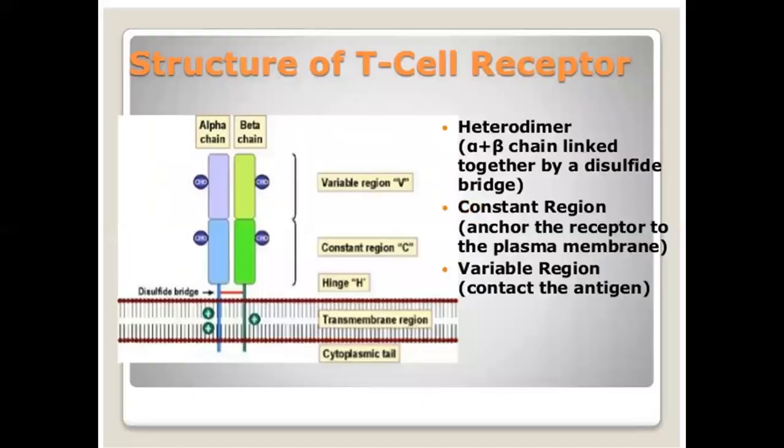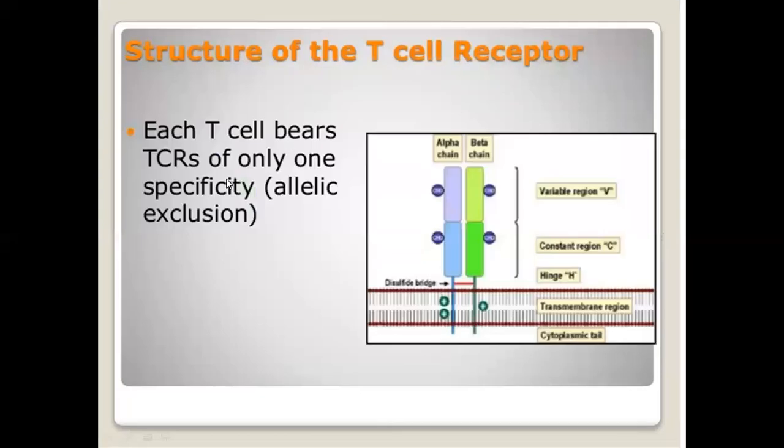This is the structure of the T cell receptor. It is a heterodimer consisting of an alpha chain and a beta chain, linked together by a disulfide bond. It also has a constant region, similar to that in the immunoglobulins, which anchors the receptor to the plasma membrane, and a variable region, which contacts the antigen.